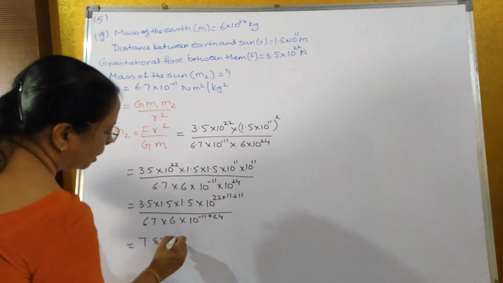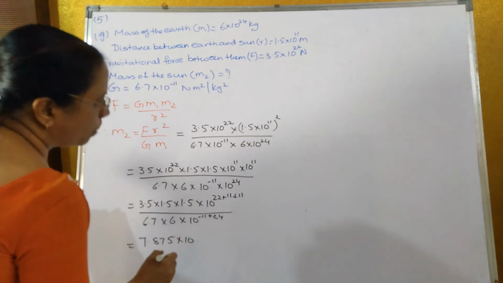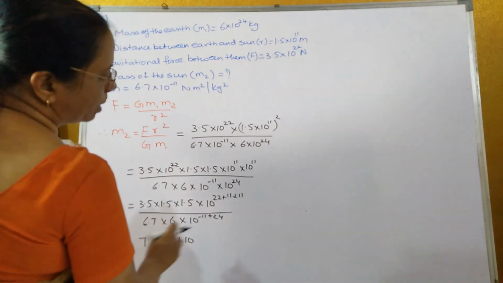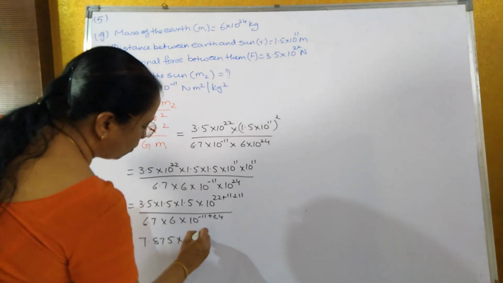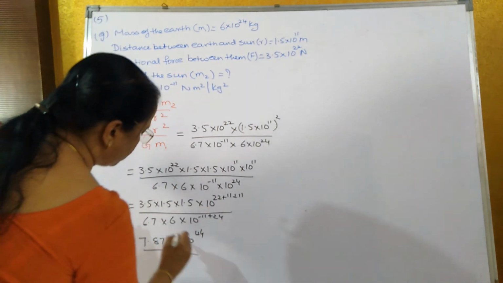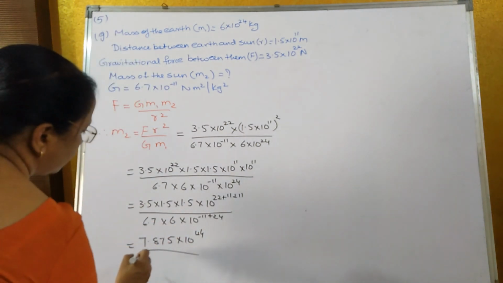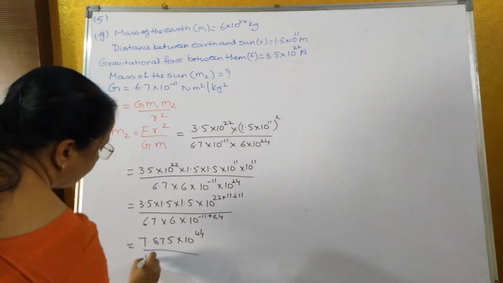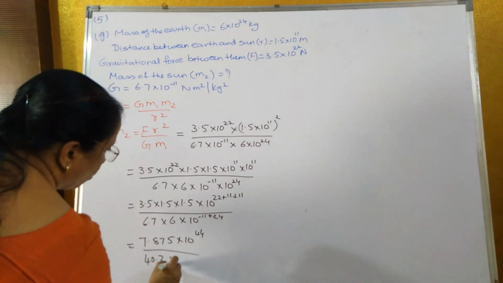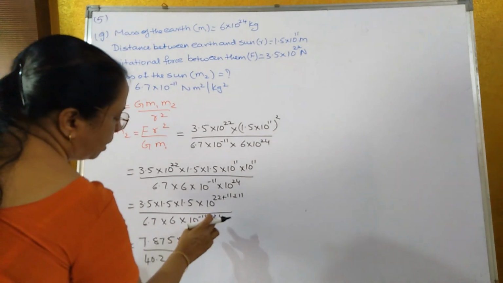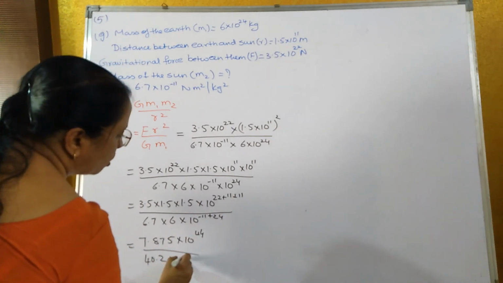7.875 into 10 to the power of 22 plus 11 plus 11, which is 22. 22 plus 22 is 44, upon 6 into 6.7, which is 40.2, into 10 to the power of, subtract this, you will get 10 to the power of 13.